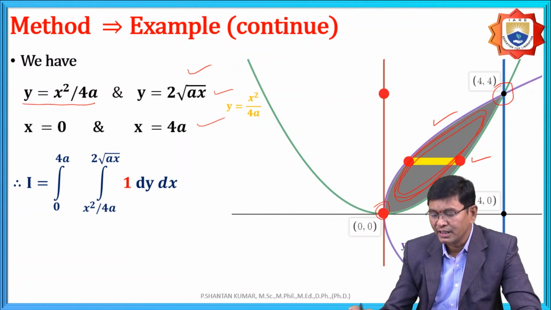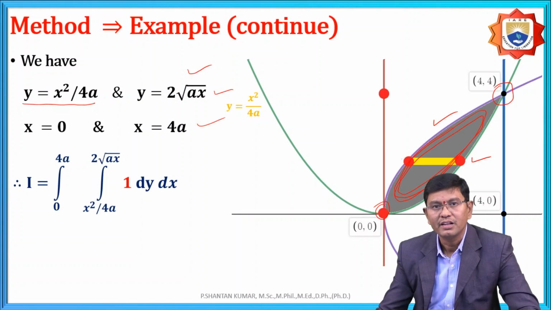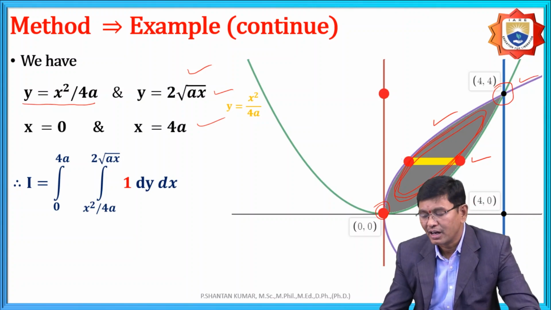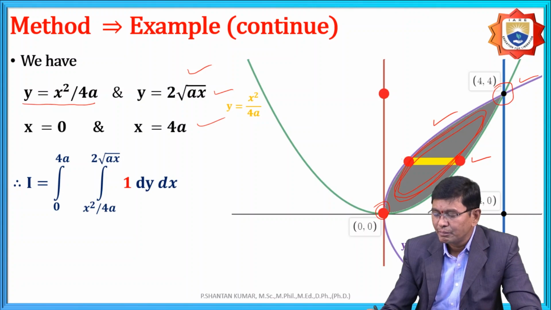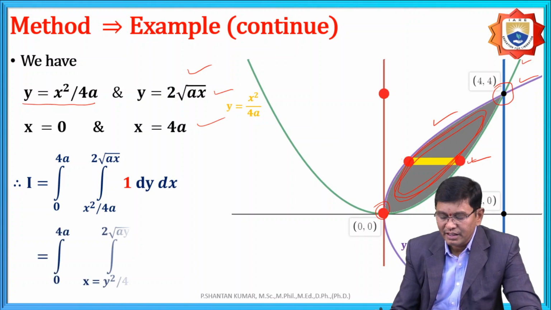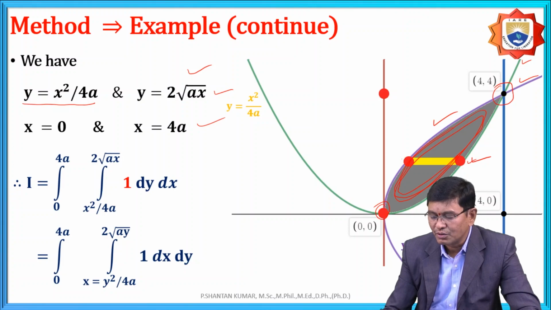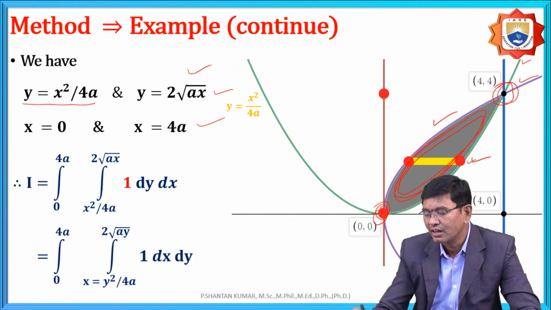While observing here, the inside of the horizontal strip is a parabola, that is y square is equal to 4ax, and the upper strip is the right side of the curve, that is y is equal to 2 root ax. That means from the given equation, the x limits are y square by 4a and the upper limit is 2 into root a. The limits for y are: the lower limit is 0 and the upper limit is 4a.